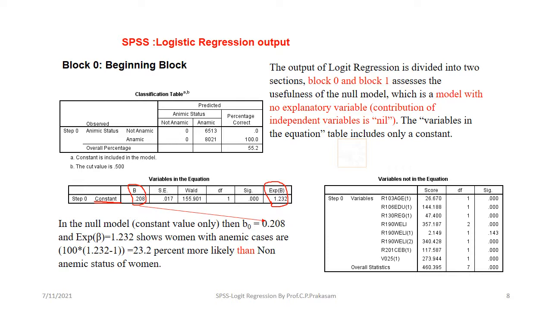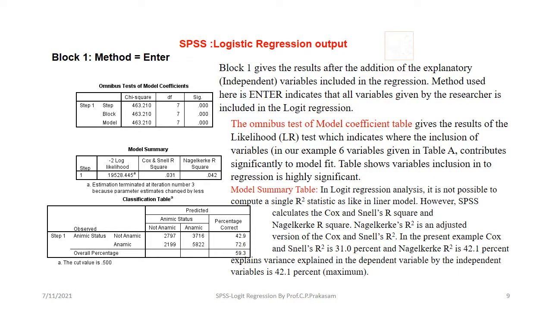Then in this block 0, we will have the null model, we will have the B naught without any independent variables, and then the expected beta, whether it is significant or not, and what the contribution is, is given here. In the next block, it will give you what method it has used for the logit regression for the entry of the variables. If it is given as enter, that means all the variables have been considered.